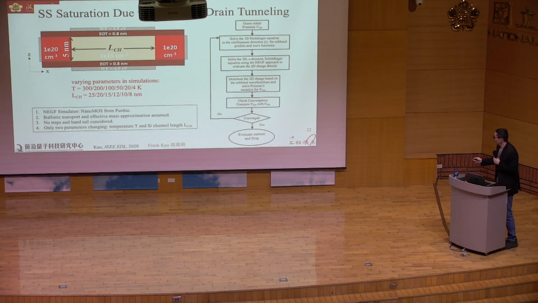Then I show you our recent result. We want to study the impact of temperature on the tunneling current, the source-to-drain direct tunneling current. We use this toy model and solve the Poisson equation and the current equation self-consistently by changing the temperature from 300K down to 4K, and changing the channel length from 25 nanometer down to 8 nanometer.